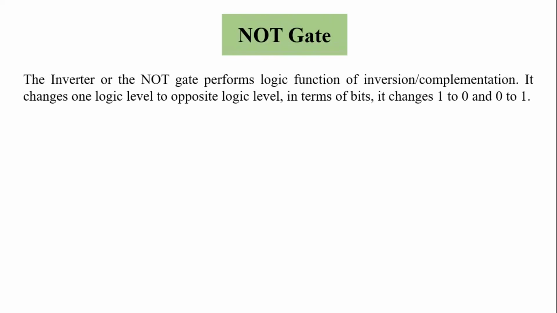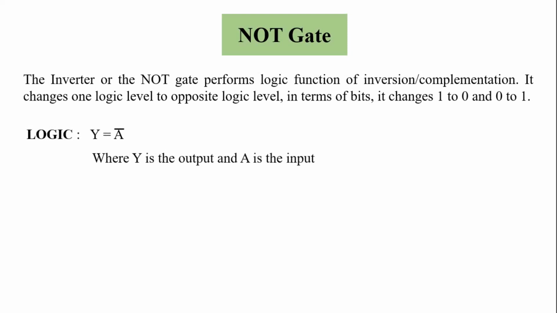First of all, we will see the NOT gate. The inverter or the NOT gate performs logic function of inversion or complementation. It changes one logic level to the opposite logic level. If the input is high, then it will change it to low. And if the input is low, then it will change it to high logic level.